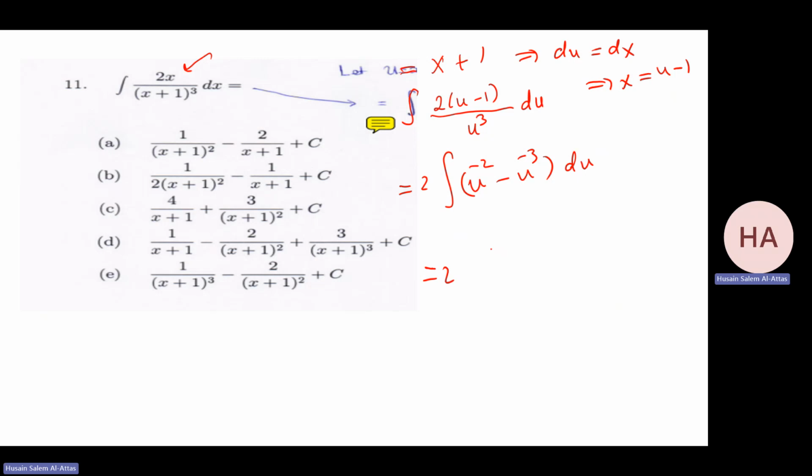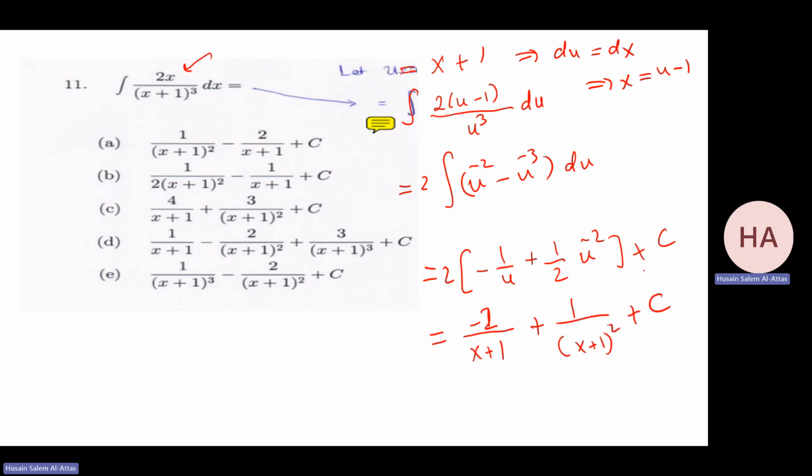That will be 2 times what? Minus 1 over u. This one is plus 1 over 2 u to the minus 2. Plus c. So I have minus 2 over u, which is x plus 1, plus 1 over u squared plus c, which is this one.